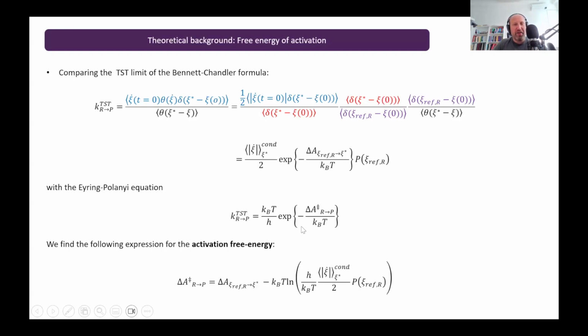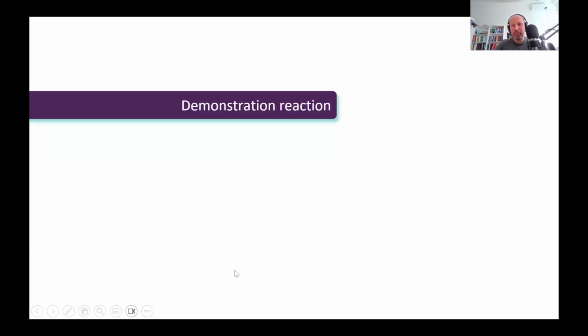Now, within the Eyring-Polanyi or transition state theory formulation, you see that having access to the free energy of activation, you can immediately compute rate constants. Free energy is just more convenient to work with in computer simulation. It's an energy, so it's a more convenient quantity for us to work with. So let us focus on the calculation of this quantity.